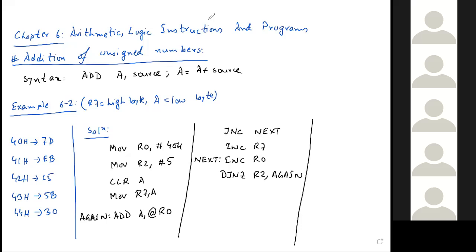So let us look at the solution, okay? Now since the numbers are in memory location, if you remember from chapter 5, we need to use one of the addressing modes to fetch the numbers from the memory. What is the name of that addressing mode where we use pointers?